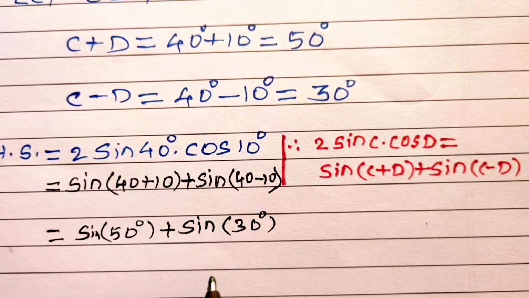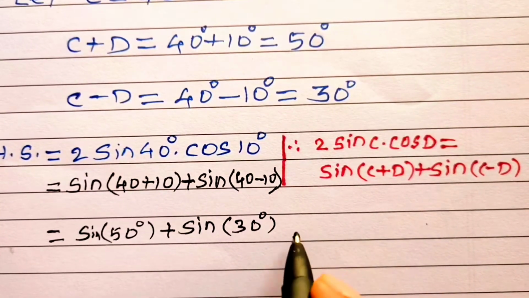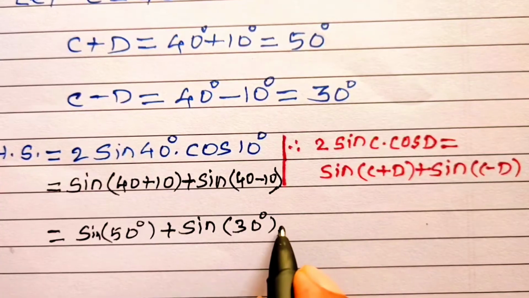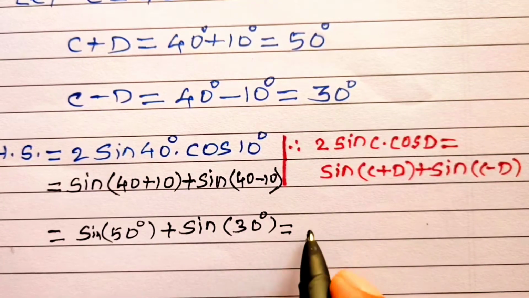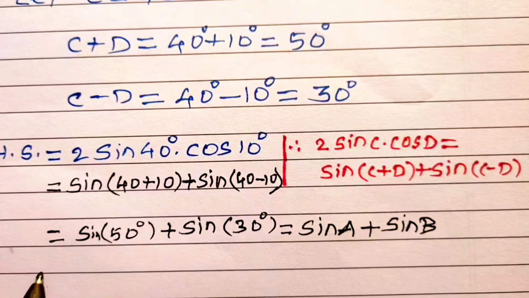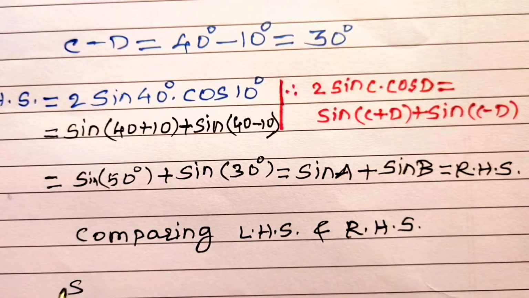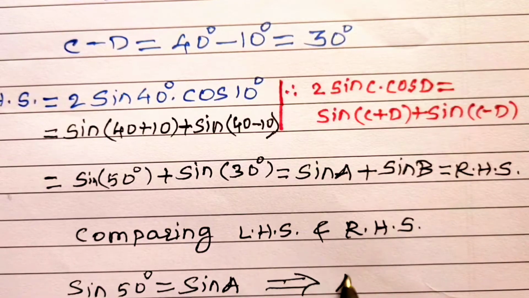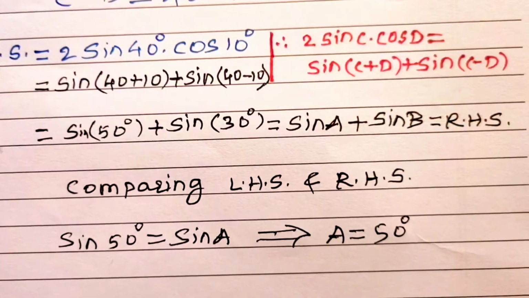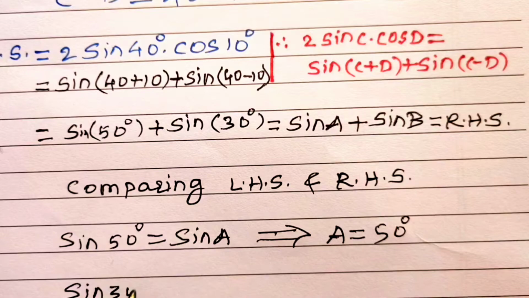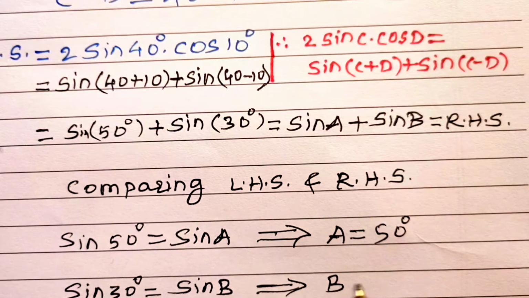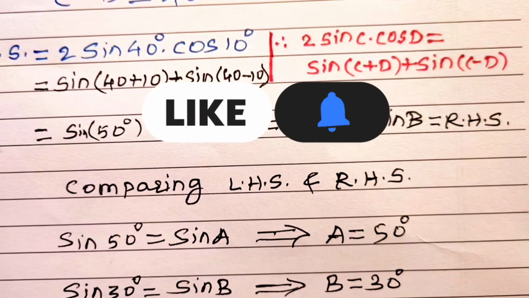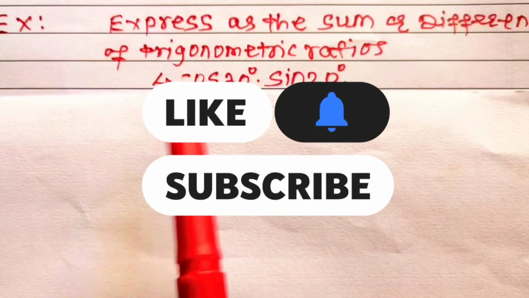And you have to compare this with the right hand side of the given statement, and its right hand side is sin A plus sin B. Hence we can write sin 50 degree is equal to sin A. This implies A is equal to 50 degree. Sin of 30 degree is equal to sin B, which implies B is equal to 30 degree. Hence the solution. Let's solve the next sum.